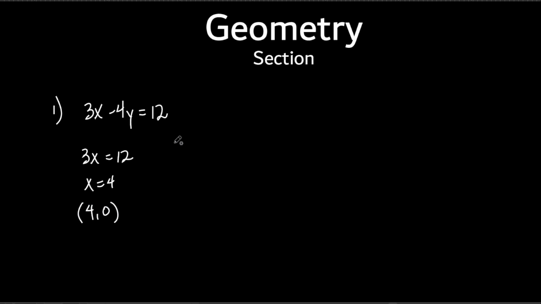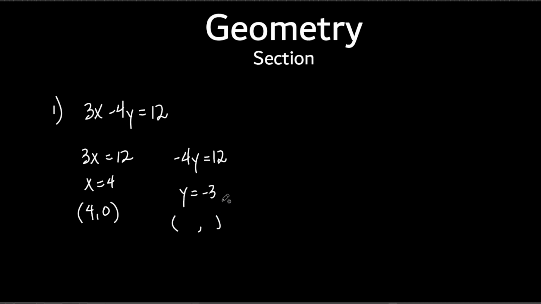Okay? So that's the x-intercept. And then the y-intercept, what do you do to find the y-intercept? Set x equal to 0. So 3 times 0 is 0. So you should have negative 4y equals 12. Divide by negative 4. What's 12 divided by negative 4? Negative 3. And so you write the ordered pair.